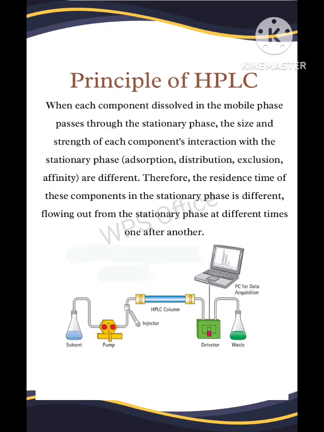Now understand the principle of HPLC. When each component dissolved in a mobile phase passes through the stationary phase, the size and strength of each component interacted with the stationary phase are different. Therefore, the residence time of these components in a stationary phase is different, flowing out from the stationary phase at different times, one after another. You can deeply understand the principle of HPLC by looking at the diagrammatic representation of the principles.